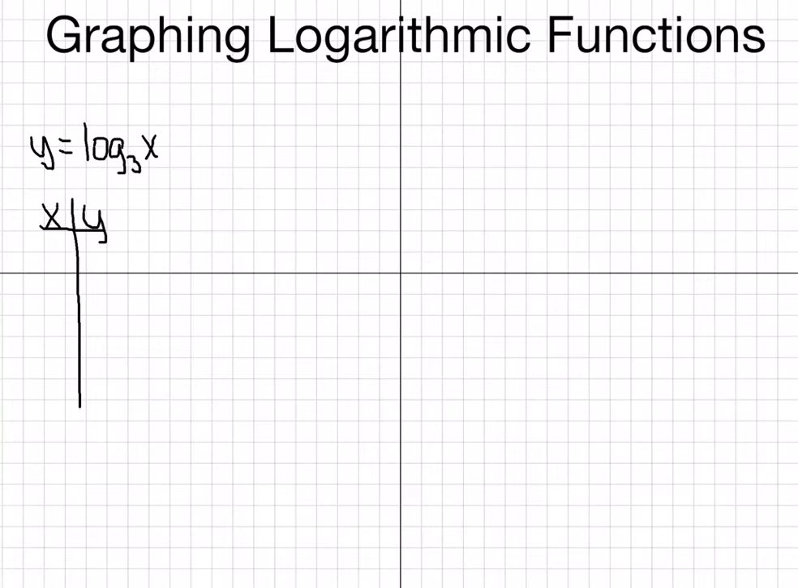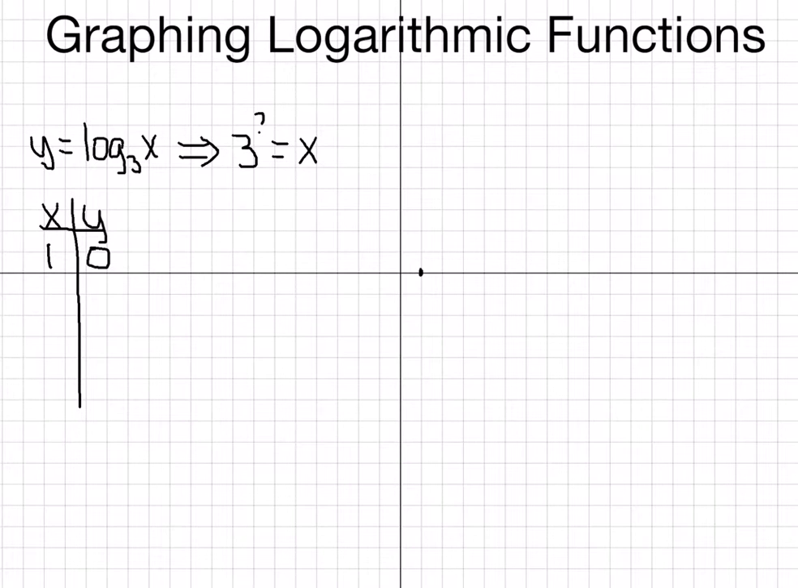So again, thinking about this, log of x in base 3 means 3 to what power gives you x. So what that means is an exponent. 3 to what power gives you x. So you want to make these as simple as you can, all right? So let's try 1 in there for x. 3 to what power then gives you 1? Well, 3 to the 0 power is 1. So we have (1, 0), all right?